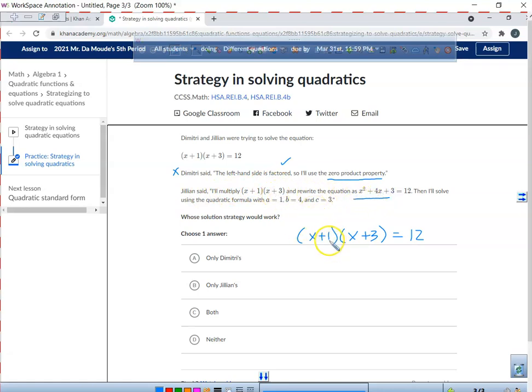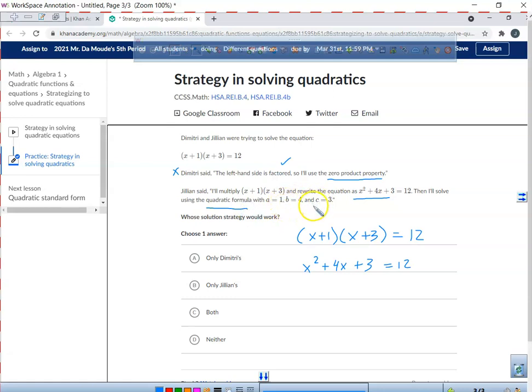Now Jillian said, I will multiply x + 1 and x + 3 and rewrite the equation as this. Now, here's a quick way. What is 1 plus 3? That's a 4. And what's 1 times 3? 3. And we know it's going to have an x². So that's a fast way of multiplying them together. That will only work if these are just a 1 and a 1x. Okay? And then, is that equal to 12? Sure. She says, then I will solve using the quadratic formula.